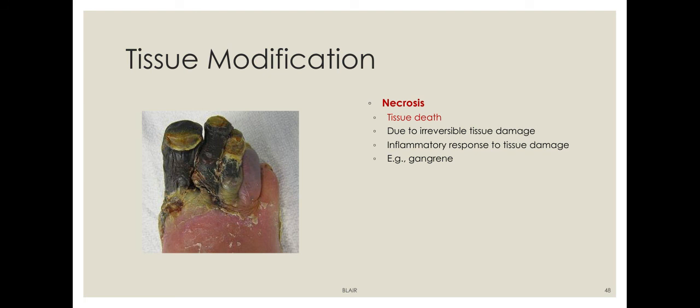Sorry, didn't warn you about this icky picture. But we also have necrosis, which is the fancy word for tissue death. And this happens when you have tissue damage that is irreversible. There has been an inflammatory response to a stimulus, and the tissue has been damaged, and it will not go back to how it was. An example is gangrene. We also see this response with frostbite or severe burn damage. We have this tissue death. It will not regenerate.